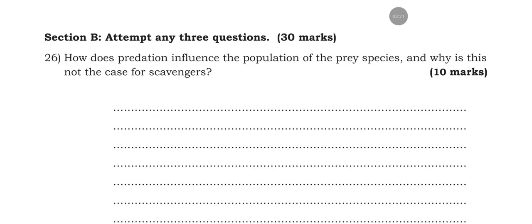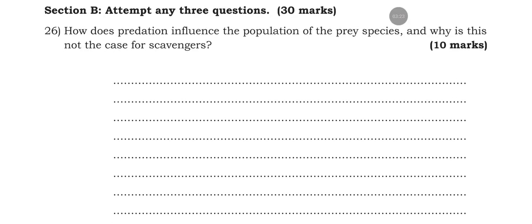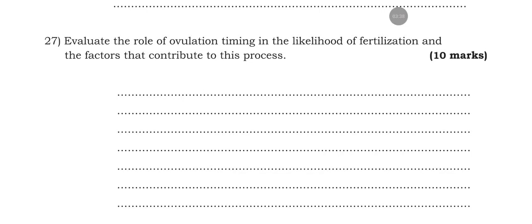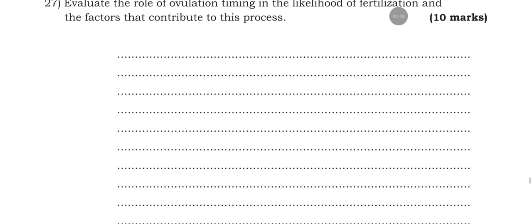Number 26 is an open question: how does predation influence the population of the prey species, and why is this not the case for scavengers? I'm also asked to evaluate the role of ovulation timing in the likelihood of fertilization, and the factors that contribute to this process.